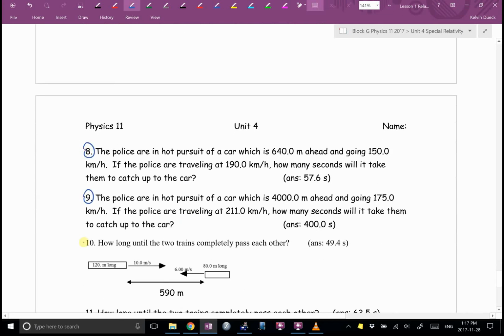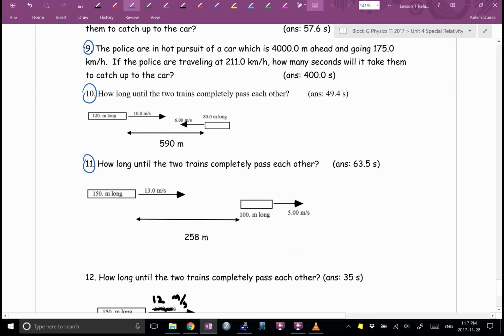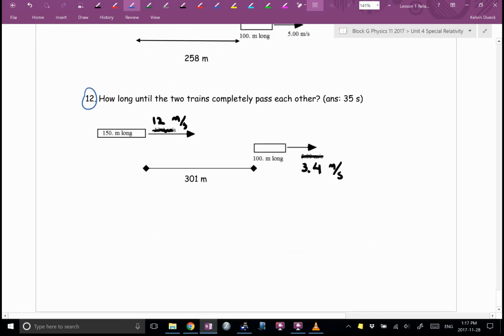8 is good. 9 is good. 10 is good. Yeah, 11 is good. Mr. Duck! Sorry. 12 is good. I'm assigning all of them.